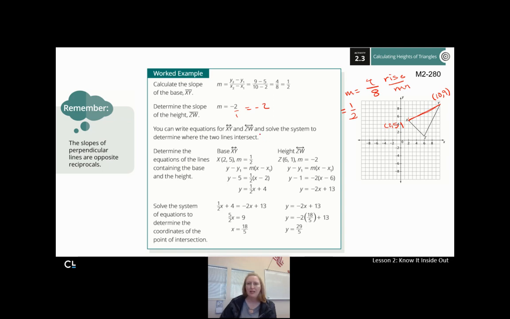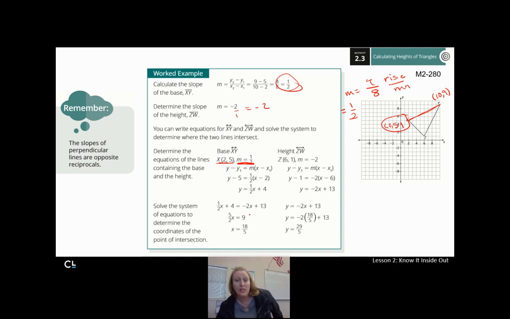The problem is, I need to figure out where the points are. We've got to know where the points are, right? That's the problem. But if you recall from last semester, it's been a while since we've done this, we said that you could write an equation for the line using a point and a slope. So we're going to use point X at (2, 5). And we said that the slope of XY was 1/2. So we're going to use those.